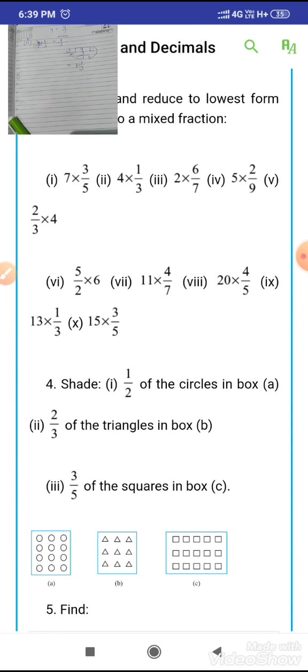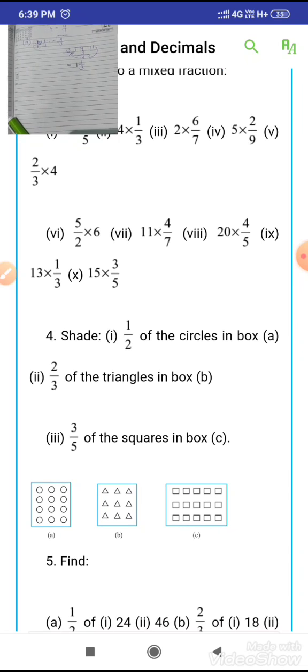Now move to the fourth question. The fourth question says, first part: 1 upon 2 of the circle in box A.